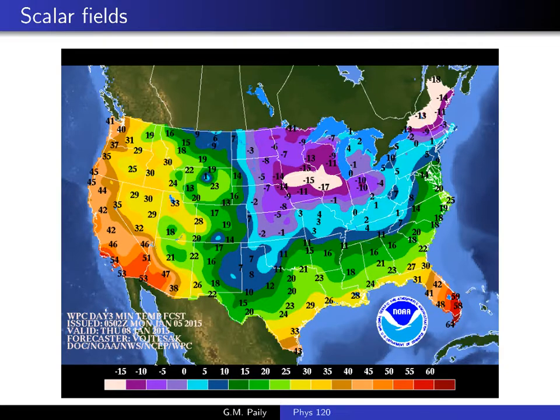This temperature map of the US is an example of a scalar field. What we have done is taken a region, and to each point in the region we have associated a single scalar number. That is, a number which could be positive or negative, and with units. The units here are degrees centigrade.